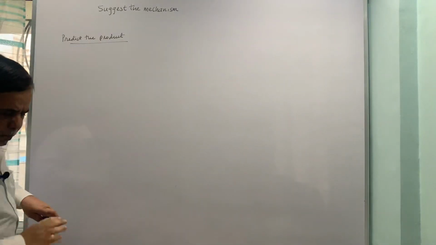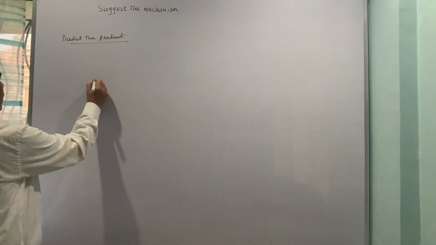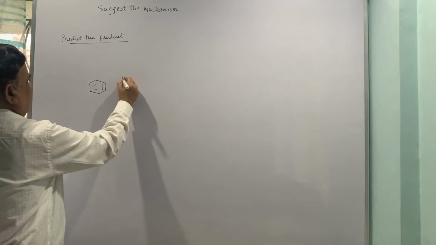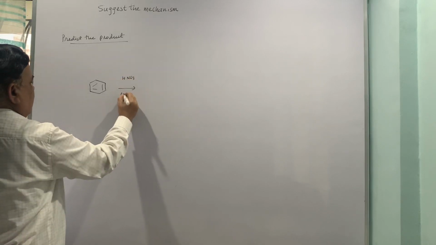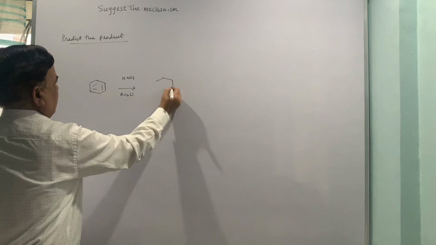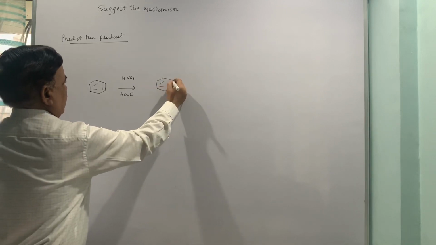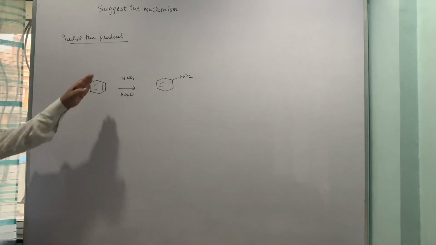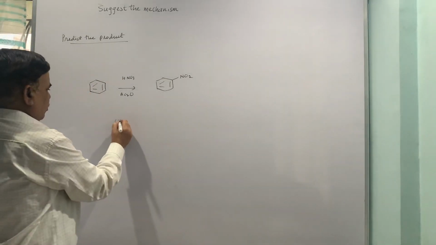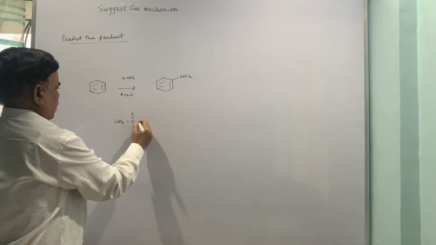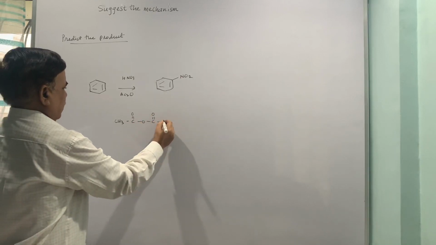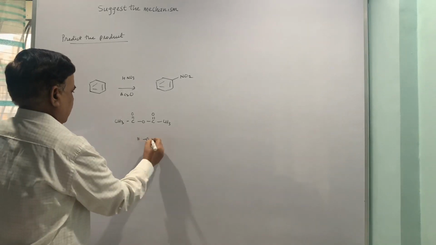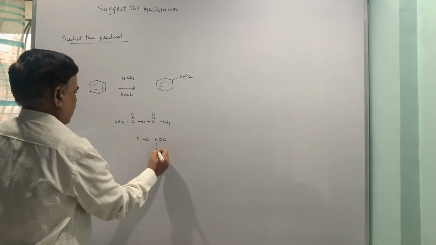Next example from this category is benzene treated with a combination of HNO3 and acetic anhydride, and we are expecting the formation of nitrobenzene as the product. So now this reagent combination is different. So first of all you have to show the structure of acetic anhydride, draw the structure, and then nitric acid also you have to show the correct structure.